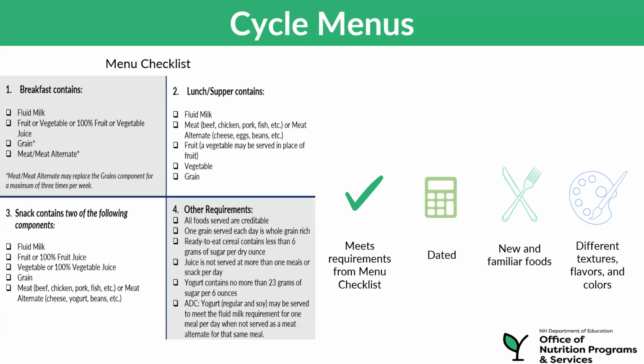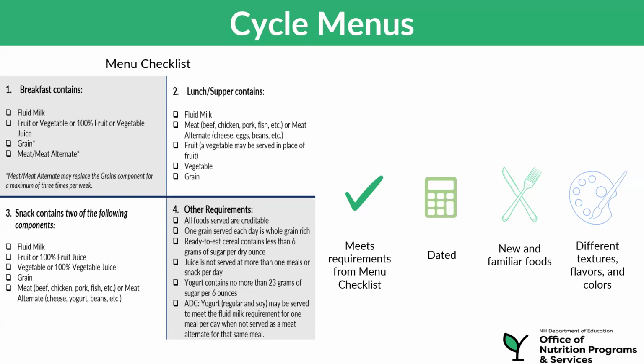A cycle menu that qualifies will meet all requirements on the menu checklist. When using cycle menus that are labeled week 1, week 2, and so on, you must print each week and date it with the month and date, because it is required to keep dated menus on file. In addition, it is a best practice to include a mixture of new and familiar foods and different textures, flavors, and colors at each meal.